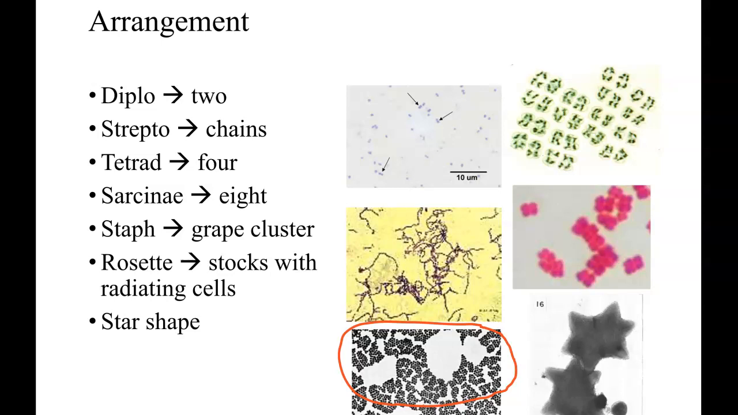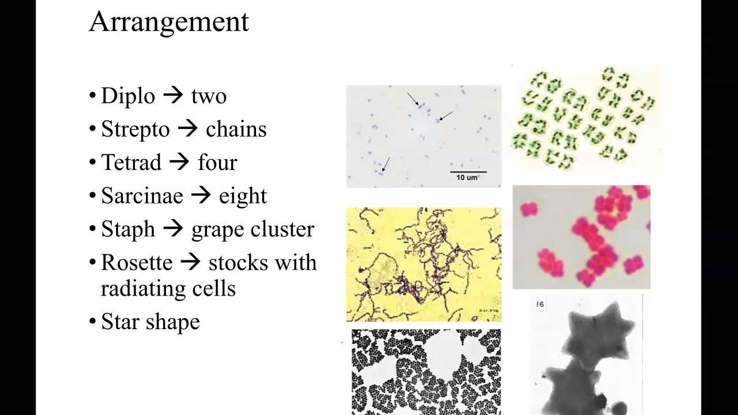If they like to get stuck together in groups of 8, that would be sarcinae. Sarcinae is kind of a strange sounding word. To be honest, I don't believe that I've ever seen sarcinae. Sarcinae can also be kind of difficult to see because if it is in tetrad, you might mistake that, because you might see 4 up front, but there's actually another 4 behind it.